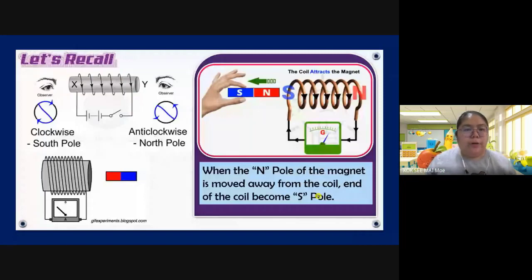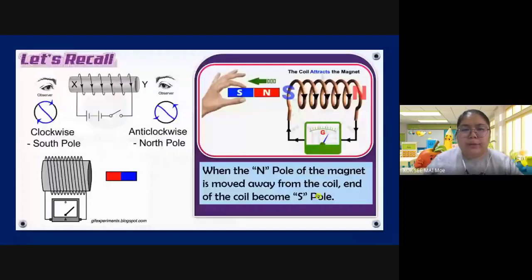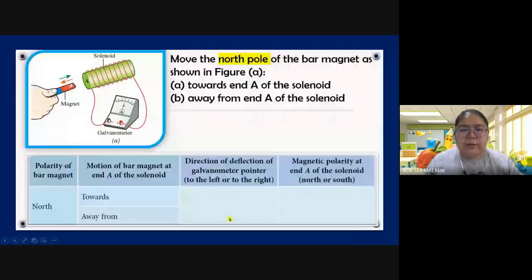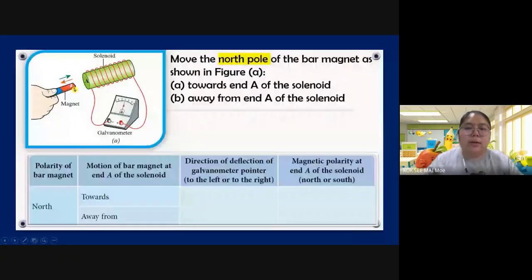Okay, so from here, they got one of the exercises. Now you need to tell me the answer. I want to move the north pole towards the A of the solenoid. Now you tell me, is A north or south?